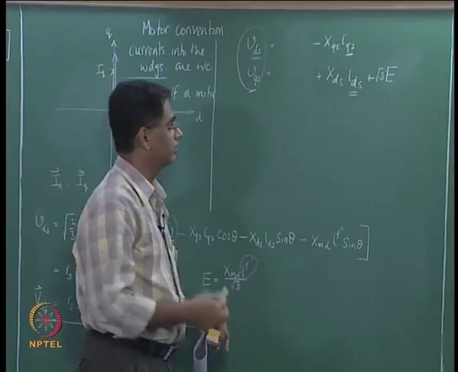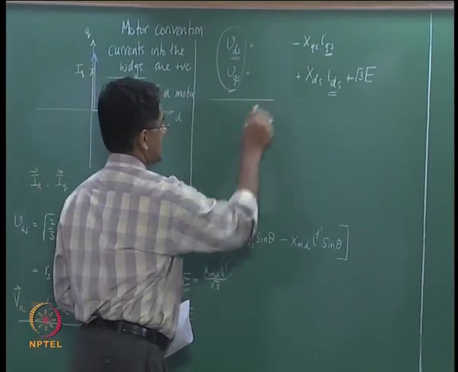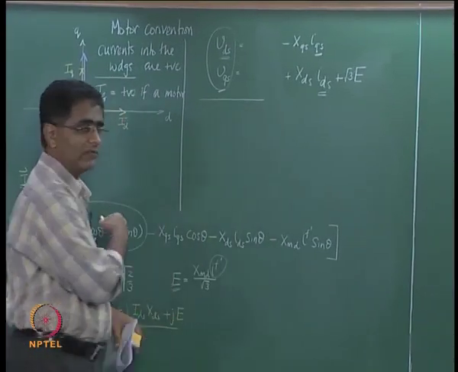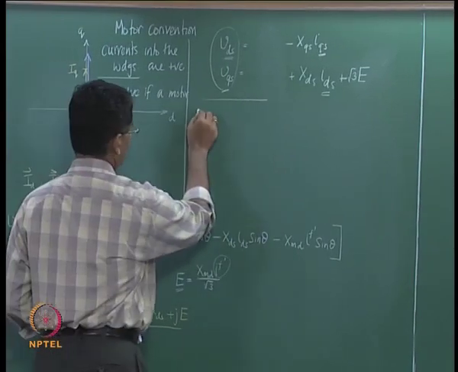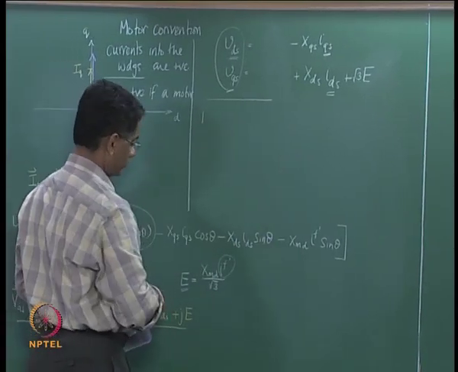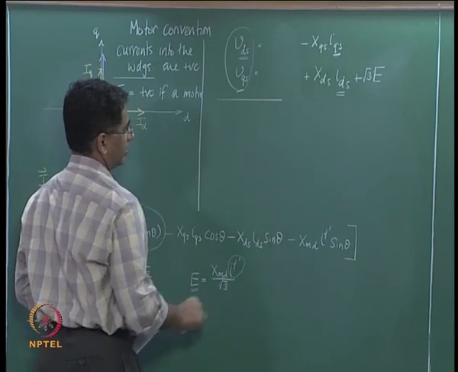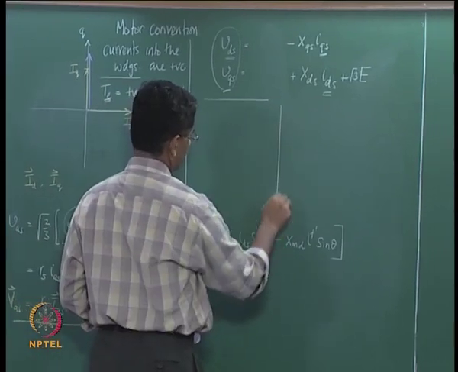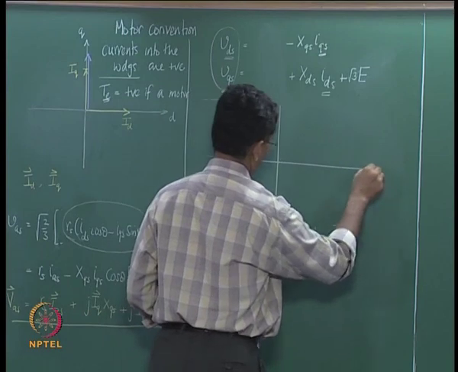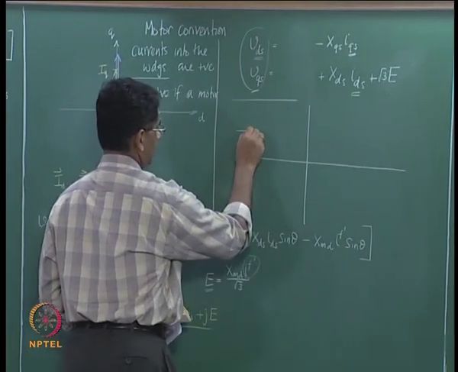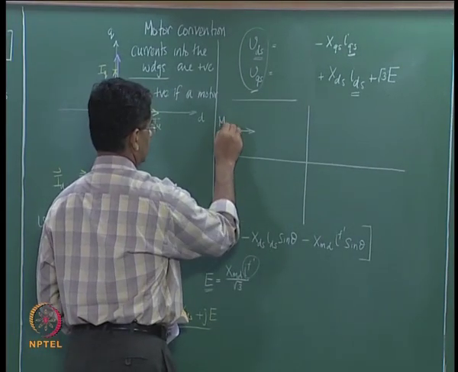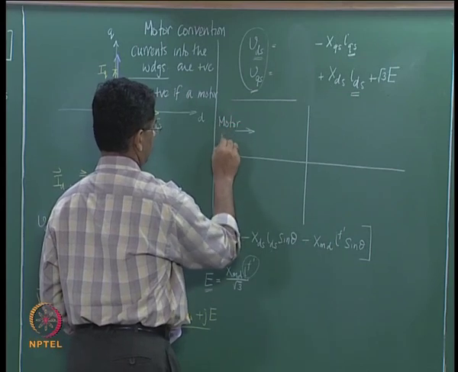So what we can conclude is that we have derived the expressions for motor operation. So maybe let us try to divide this into 4 parts. This represents motor operation, motor mode.